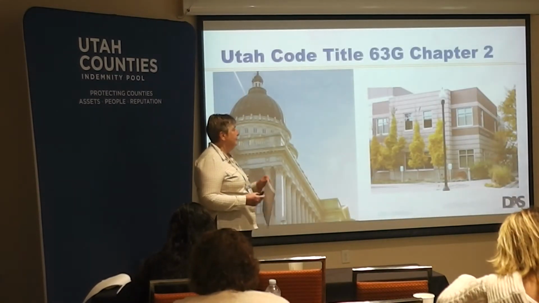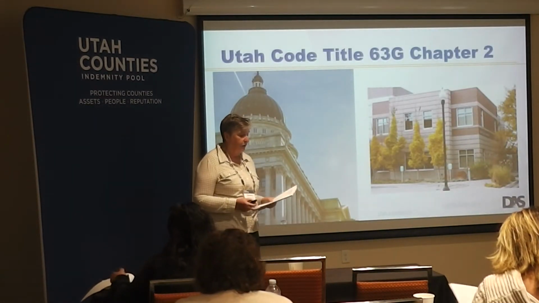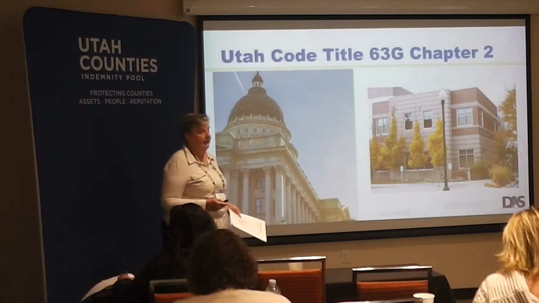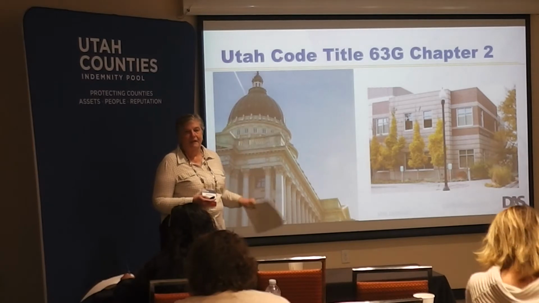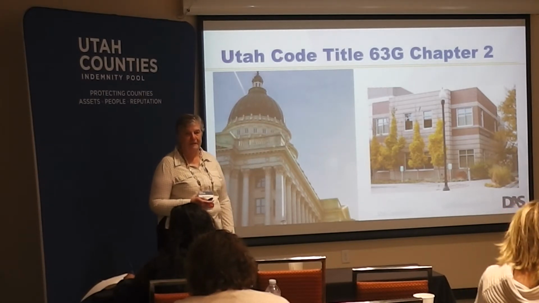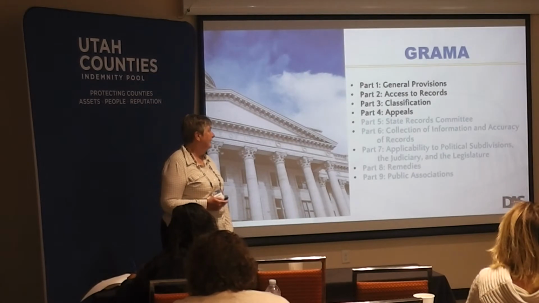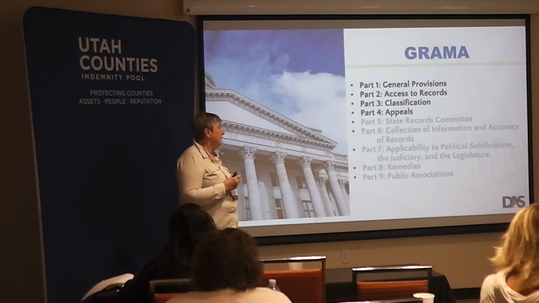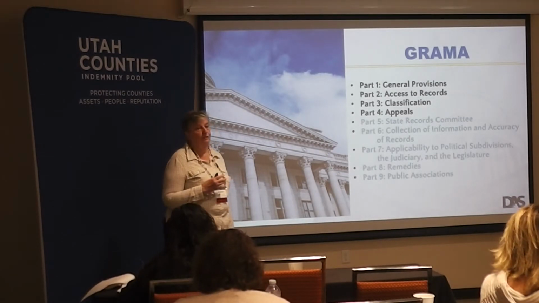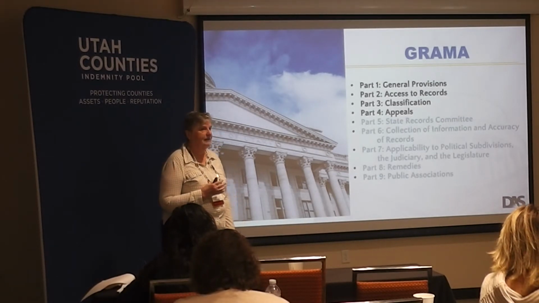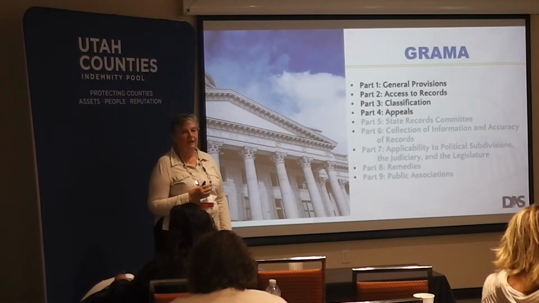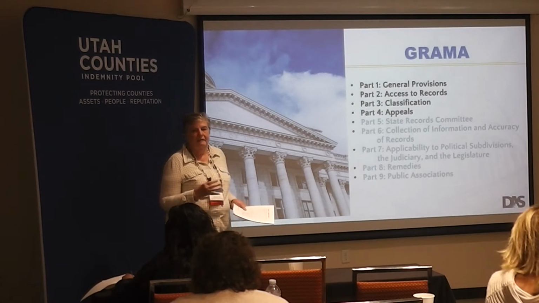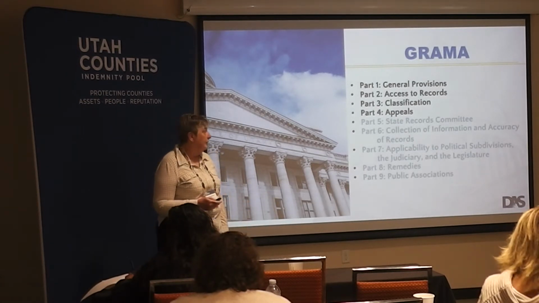So this is part of Utah Code. It's section 63G2, and this is a copy, but it's also found on the legislature's website or on the archives website. And just to go through what it contains, the first part is general provisions. It talks about access to records, classifications, and an appeals process. And there's more, but that's kind of the basics of the law.